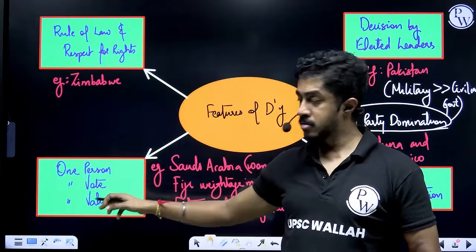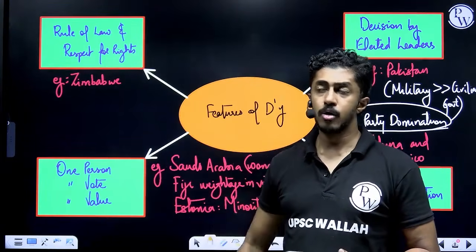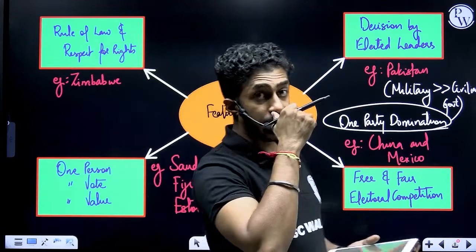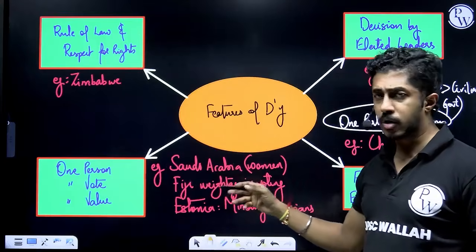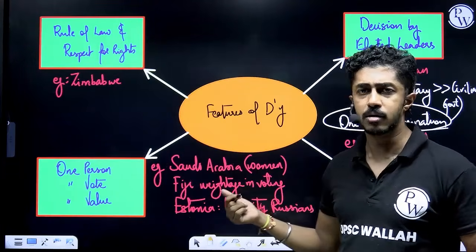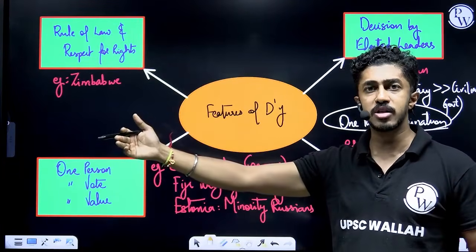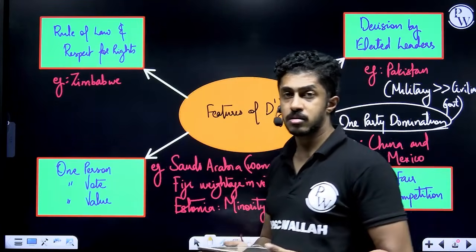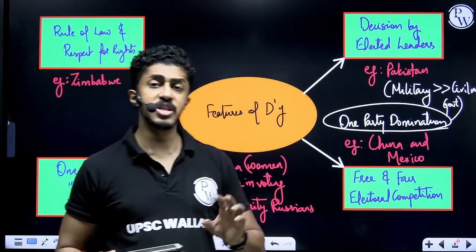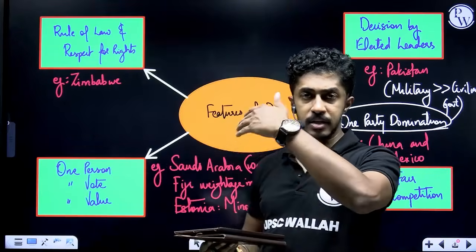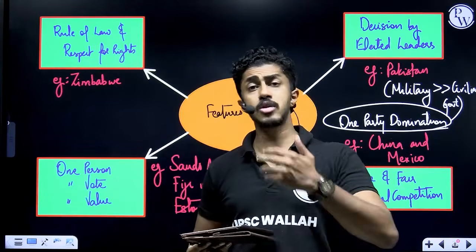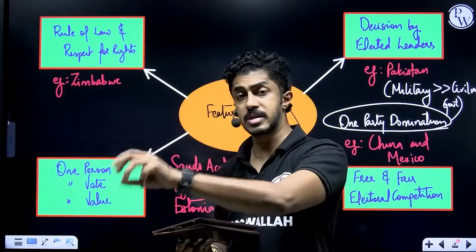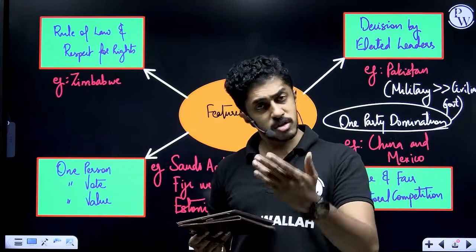Next point is one person, one vote, one value. Nobody will be considered superior, nobody will be considered inferior. But here again, there are exceptions. For example, Saudi Arabia, I know it is already under a king's rule, but in Saudi Arabia women were given voting rights only much later. All right. Fiji, weightage in voting. Fiji Islands, you can find it in your atlas. They have the indigenous Fijian population there. You also have many Indians who went there when it was a British colony, who have settled there and are working there. So now they are also Fijians.